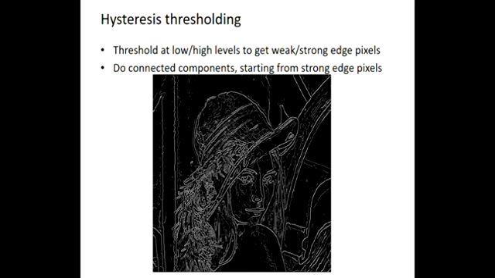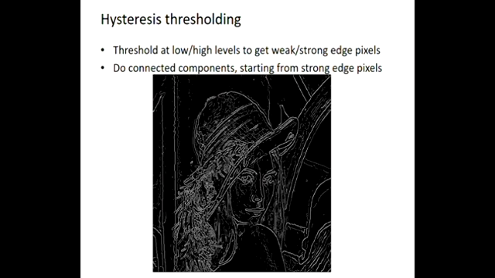So the idea of hysteresis thresholding is that you threshold. A threshold means that you check to see if the values are greater than some number, at two levels. You have a high threshold and a low threshold. If a pixel passes the high threshold, then we call it a strong edge. If it passes the weak threshold but not the strong threshold, we call it a weak edge. And then if a weak pixel is attached to a strong pixel, we keep it. Otherwise, we throw it out.